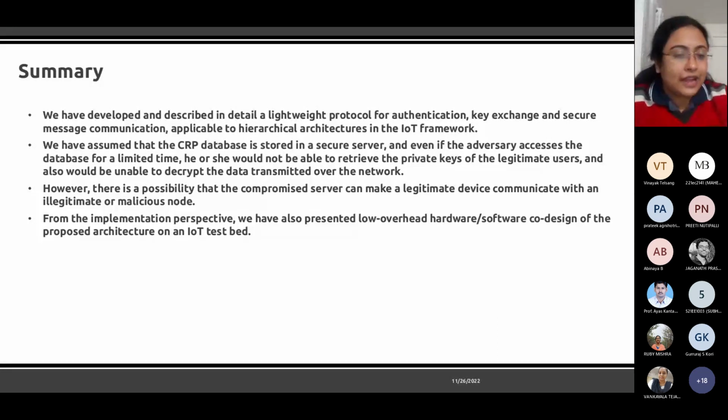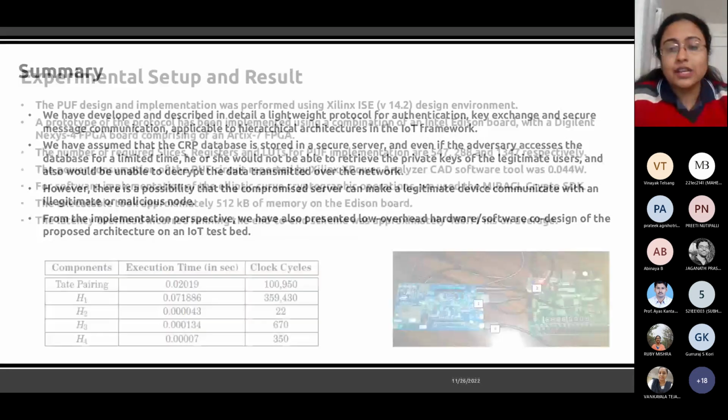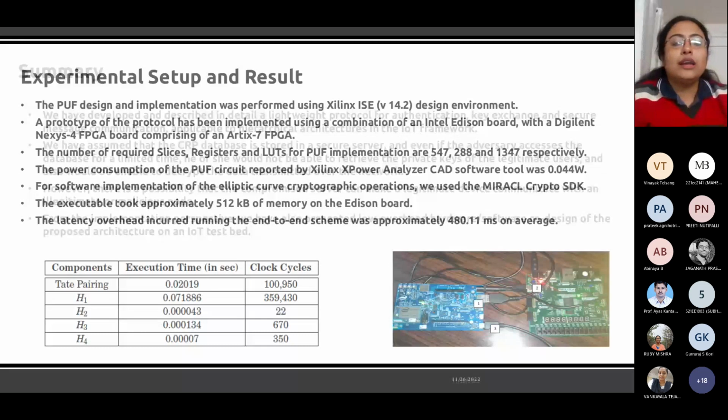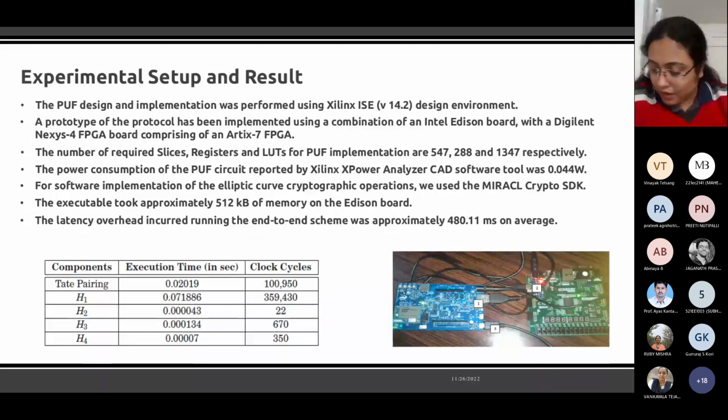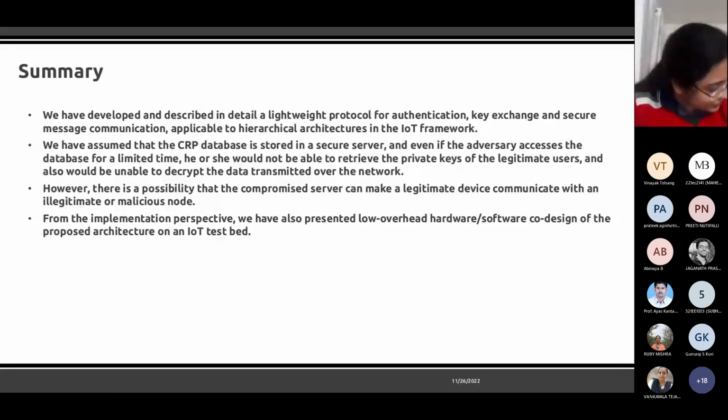I have termed it an IoT testbed because this Intel Edison board can be used to add many sensors and actuators. So it can be considered an IoT device to which a lot of sensors and IoT components can be connected. That's why I have used the term IoT testbed. Any other question?